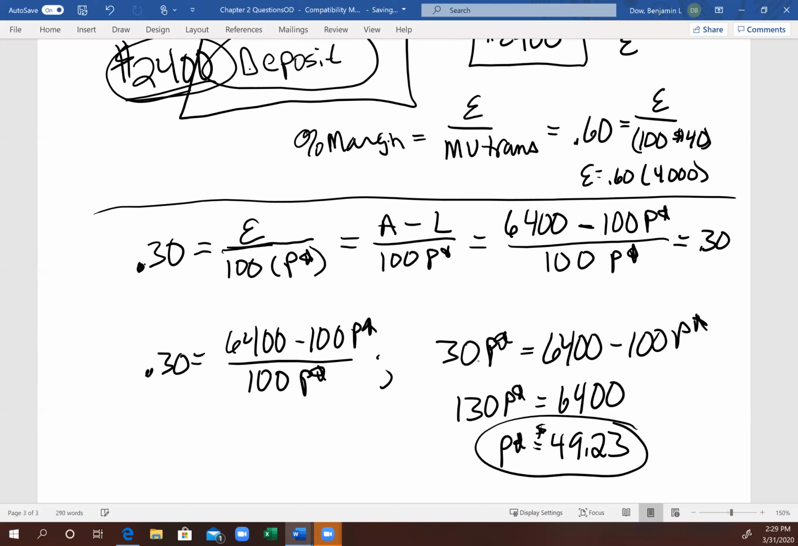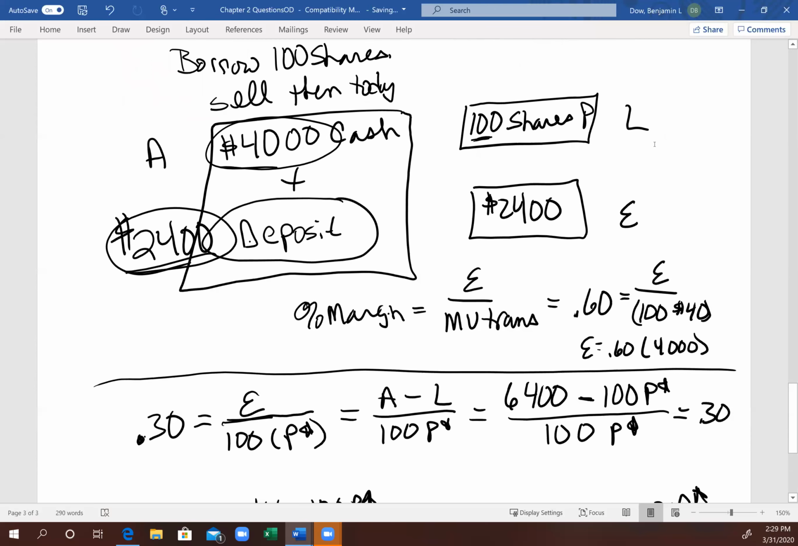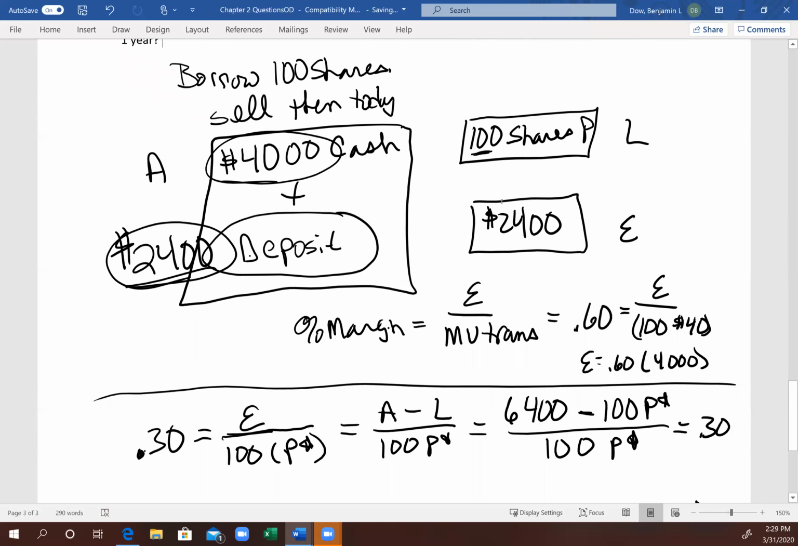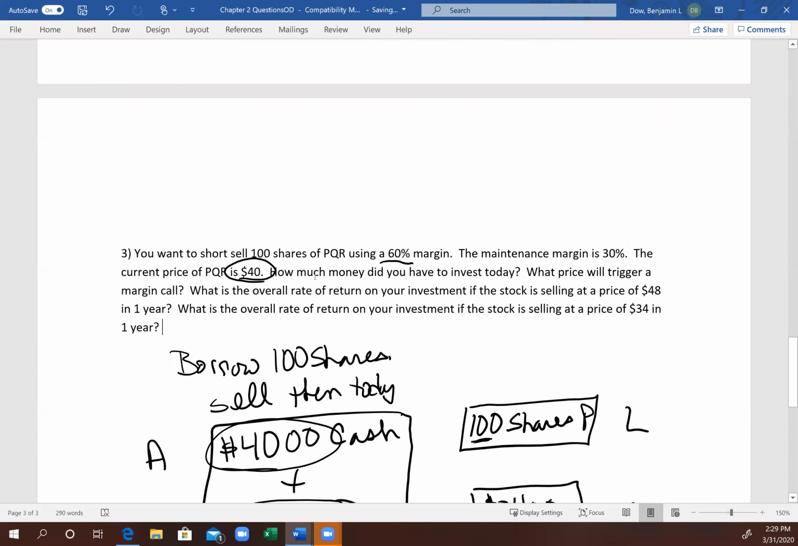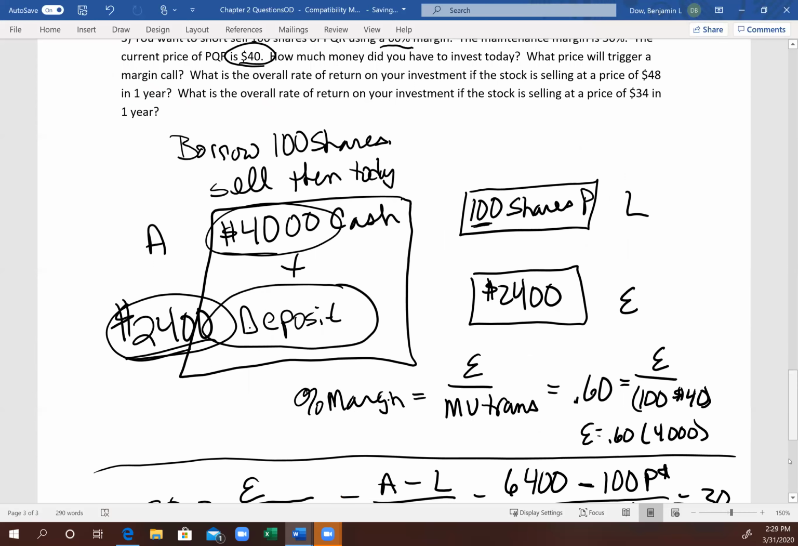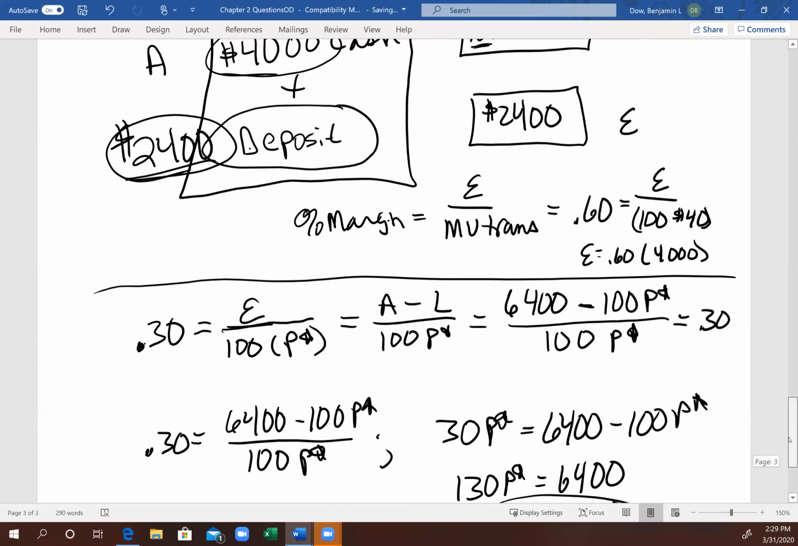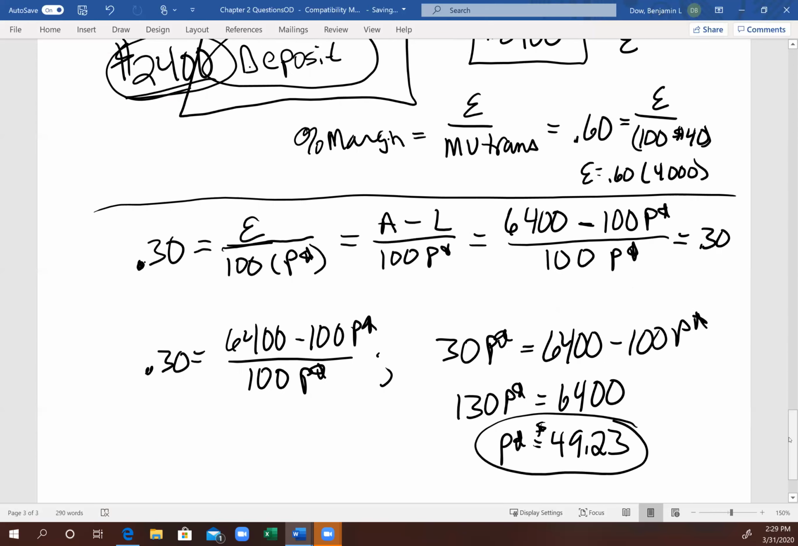At this point in time, you want to go back and double check to make sure. Remember, margin calls are bad. So a stock that was at 40 is going to need to go up in order for bad things to happen. And if in fact it did go up, and we're showing it went up to 49.23 before the margin call, then that at least makes sense. Okay.